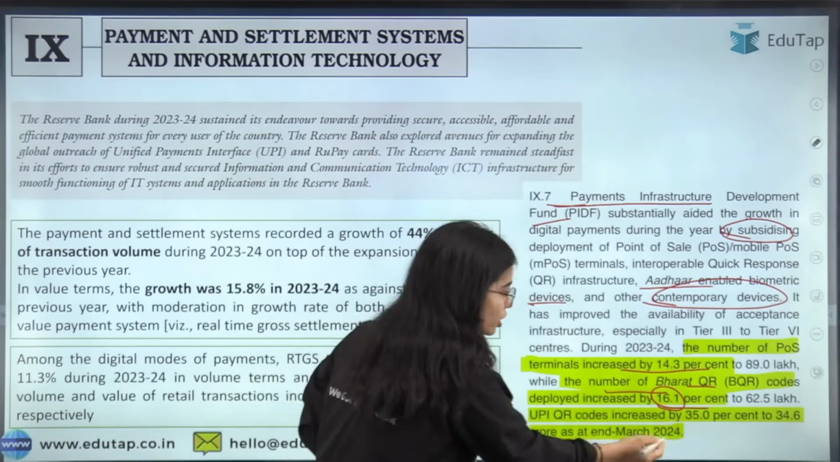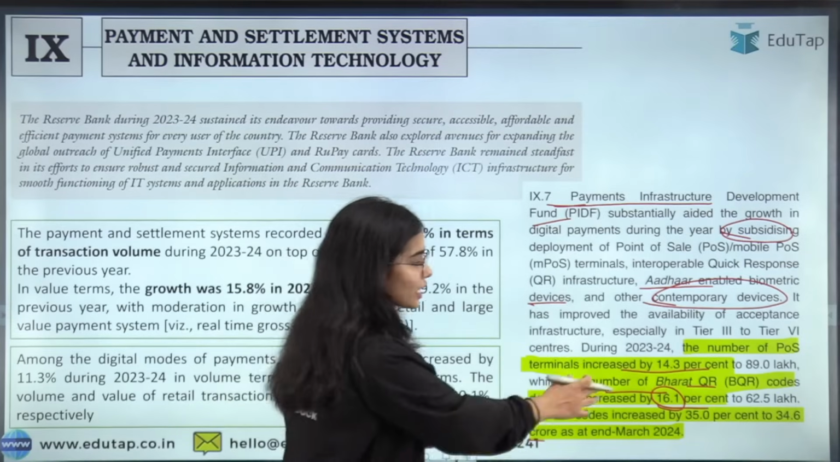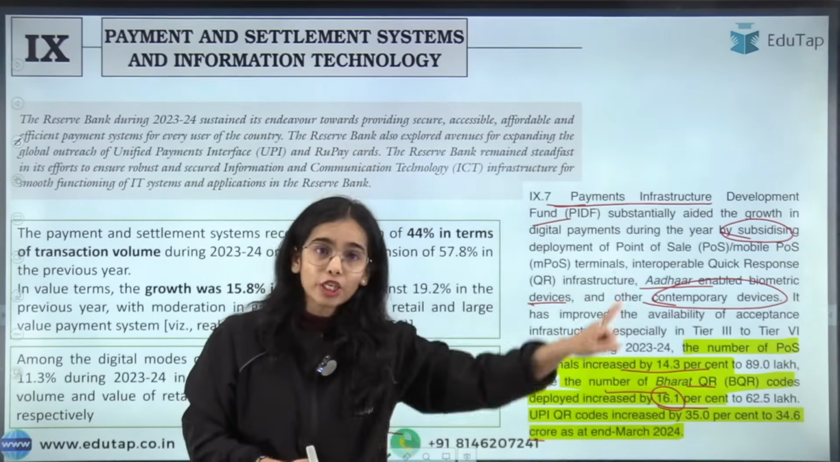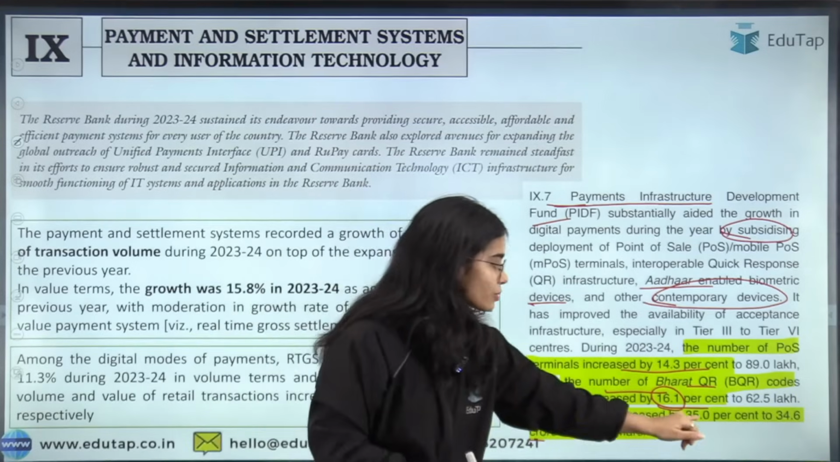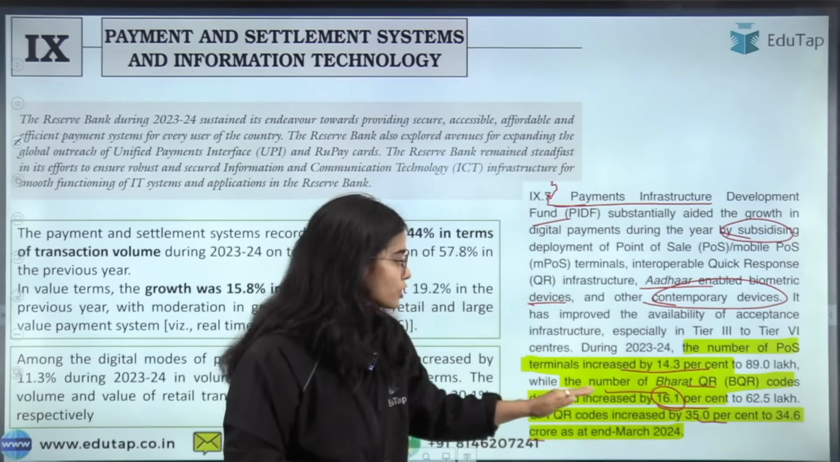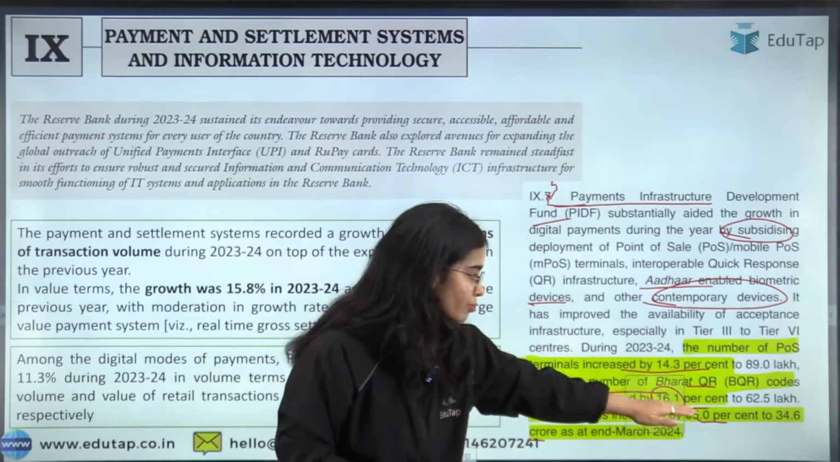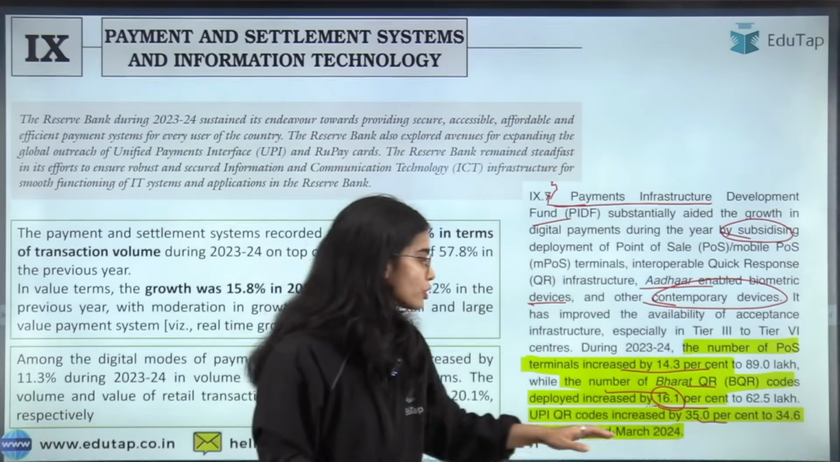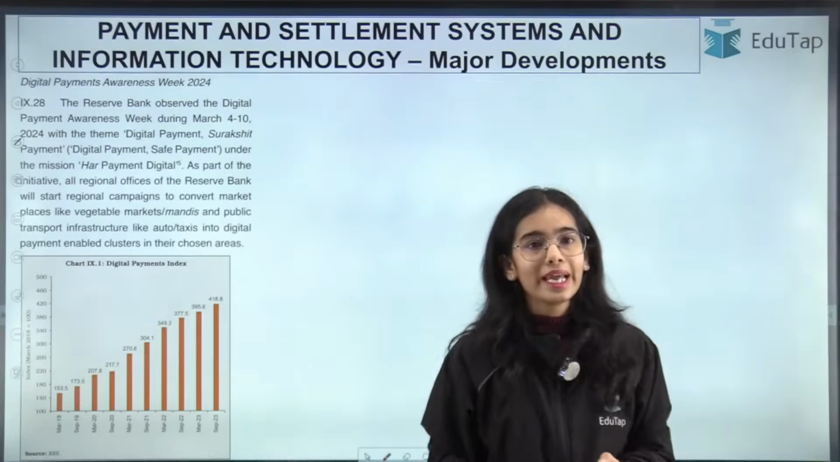When we talk about the Bharat QR codes, that increase has happened under the PIDF scheme, which is 16.1%. If we talk about the total QR codes in the country, other than the PIDF scheme also, there is an increase of 35%. Any confusion here?